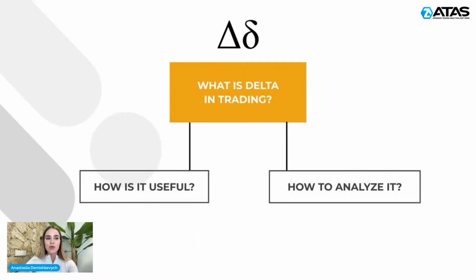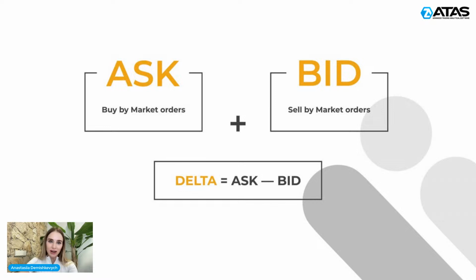Okay, so with this foundation in place, we can now dive into one of the most useful metrics in order flow analysis, delta. So we're going to talk about what is delta in trading, how useful it is, how to analyze it, and how it can make our lives as traders a little bit easier. Delta is essentially the fourth letter of the Greek alphabet, and you can see the sign on the top of the screen. And in mathematics, it usually represents a difference or change in a certain value. Now, in trading, delta refers to the difference between aggressive market buyers and aggressive market sellers.